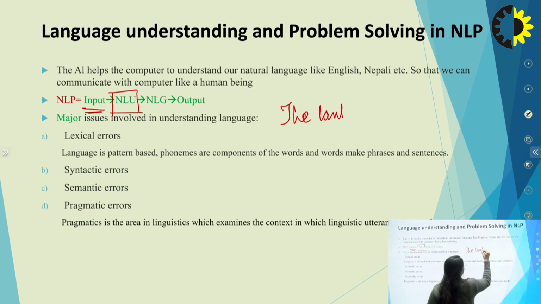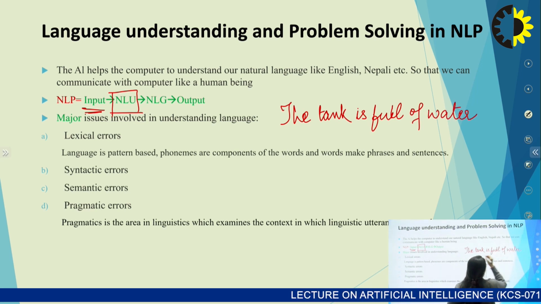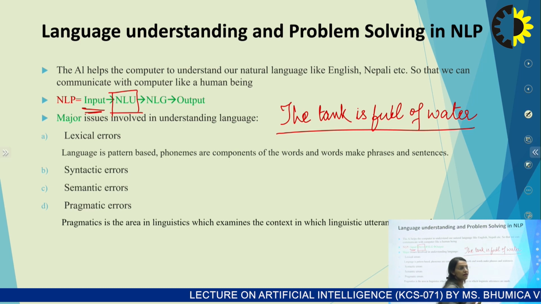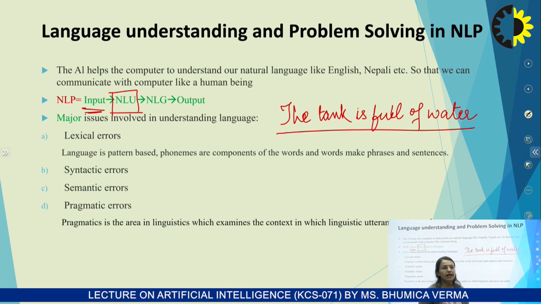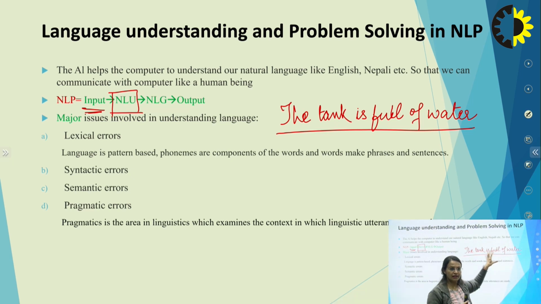For example, if I say the sentence, "The tank is full of water," I as a human can easily relate all the things: the tank I am talking about is a water tank, and this sentence depicts that the water tank is full of water. As a human, I can easily understand the thing.